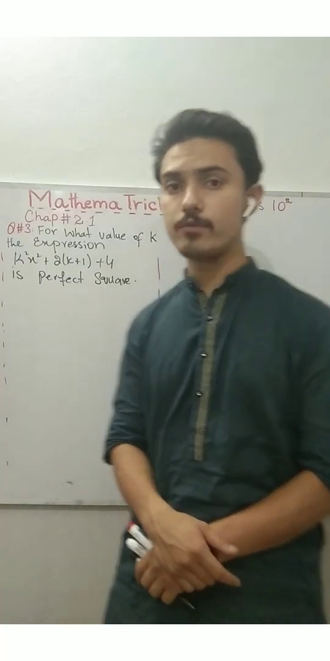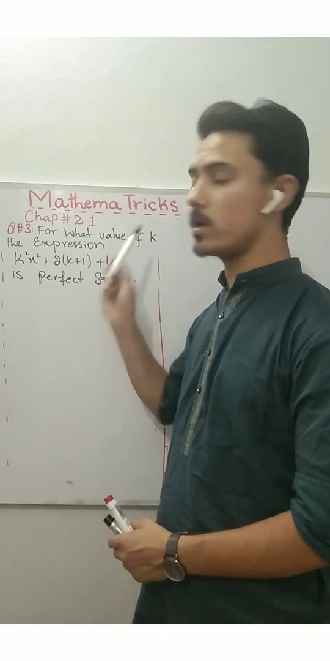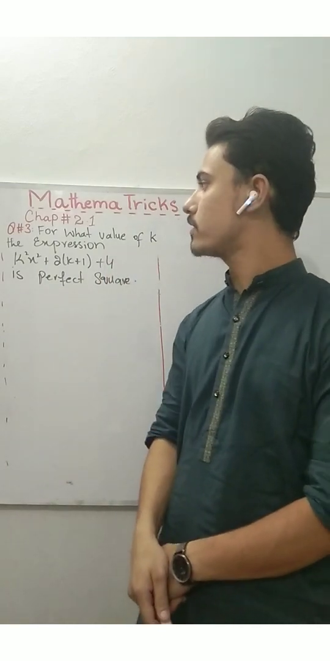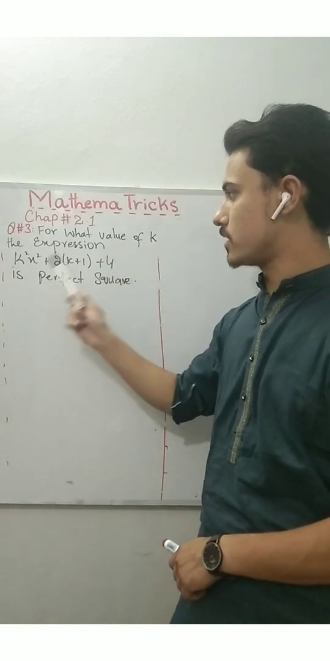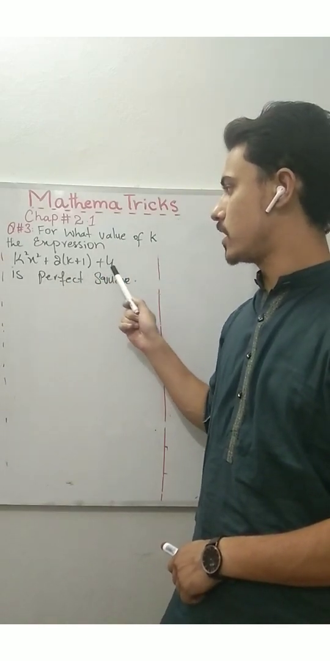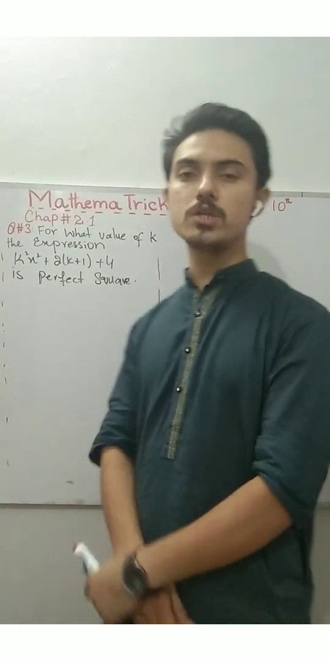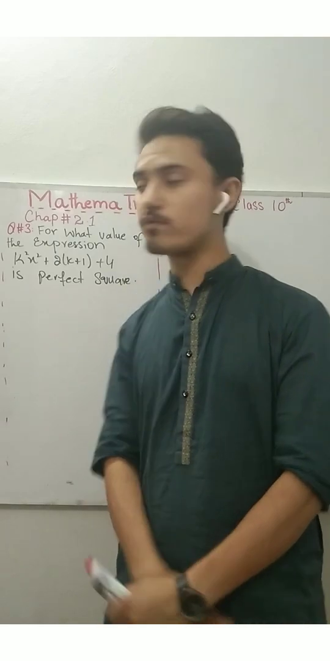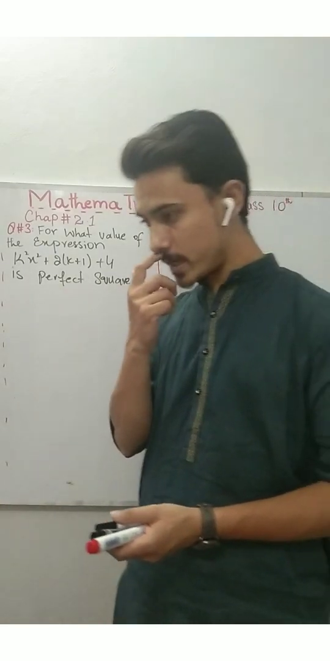Okay, students, here we have question number 3 from exercise 2.1. We need to find for what value of k the expression kx square plus 2(k + 1)x plus 4 is a perfect square. So what we need to do is find the value of k at which this expression is a perfect square. Let's find out the value of k.